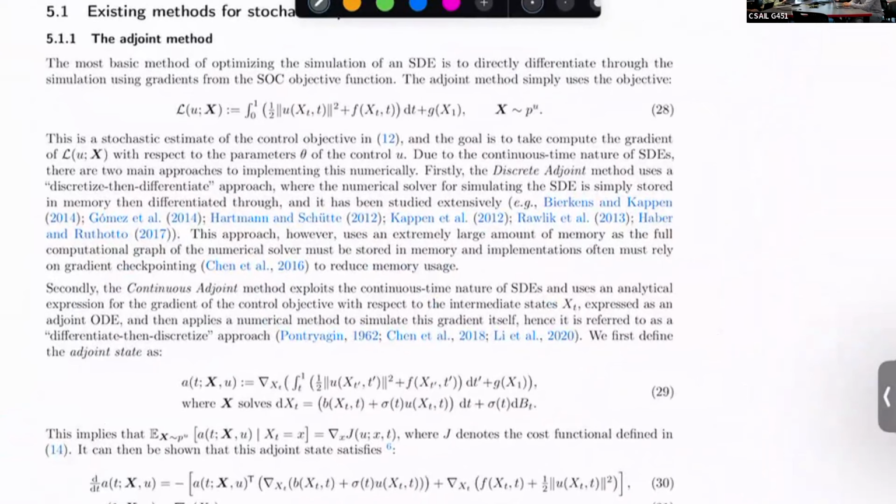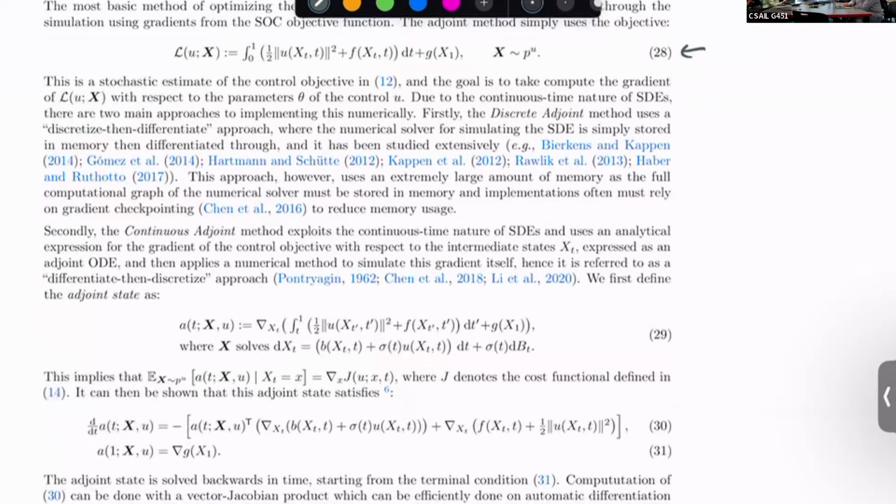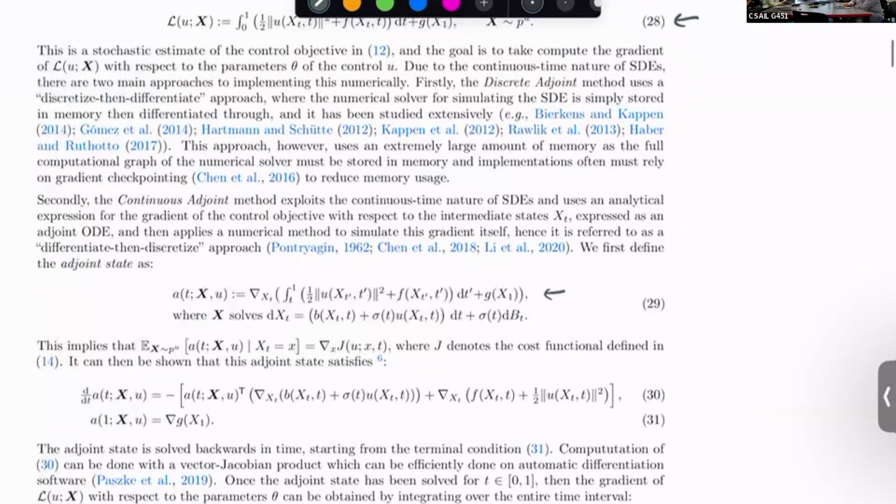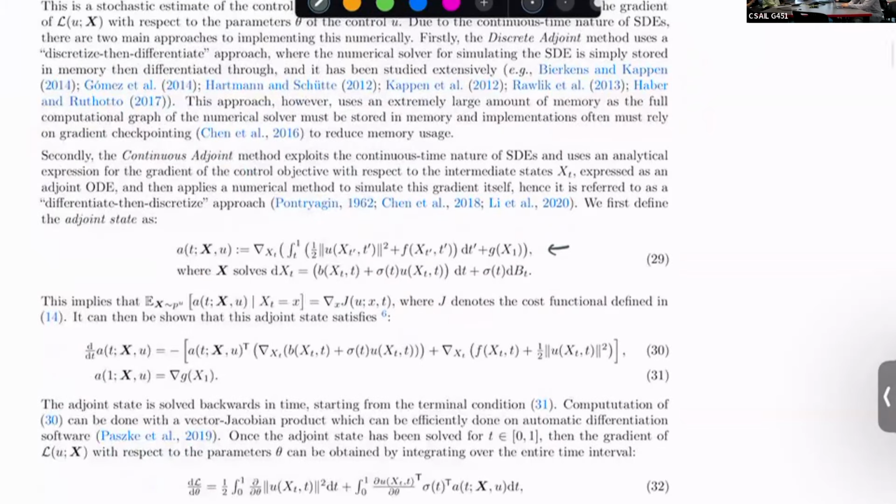The adjoint method uses this objective, which is just the control objective, so it's pretty straightforward. One way, as I mentioned, is you can just parameterize the control by the neural network. The alternative is you use an adjoint state, which is not the one we use. What we use is the lean adjoint state, which will be a simplification of this. So the adjoint state is defined such that it satisfies this.